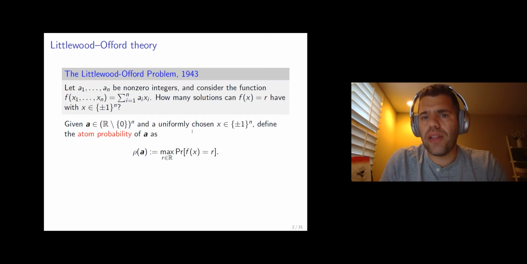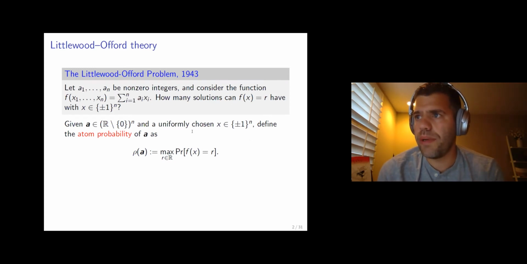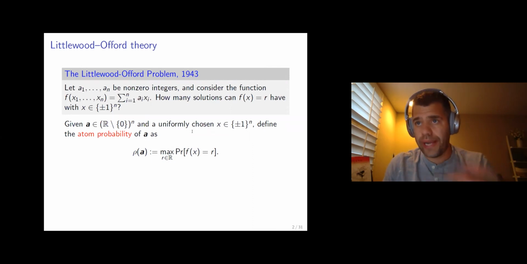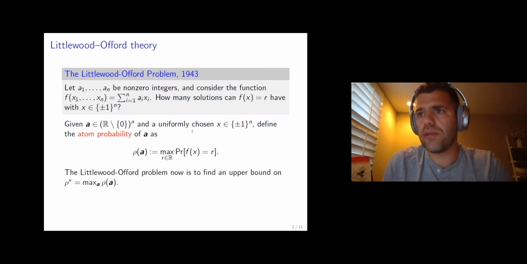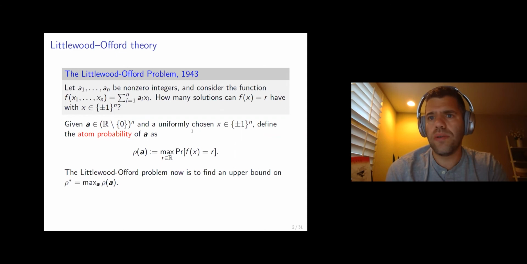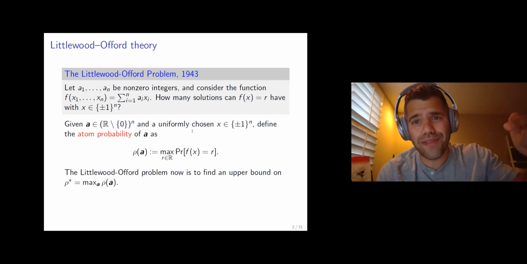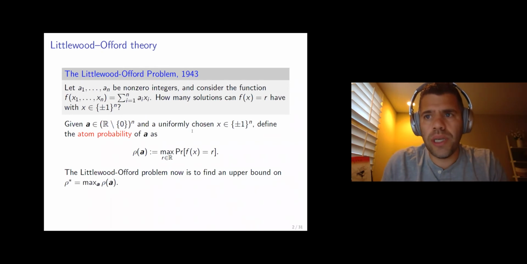we can define the atom probability of A to be the maximal atom. We define rho of A as the maximum over all reals R of the probability that f(x) equals R, where x is a random plus-minus one vector. And then the Littlewood-Offord problem is to find some upper bound on rho star, which is the maximum atom probability over all non-zero vectors. When I say non-zero vector, I mean non-zero in every coordinate in R to the n.